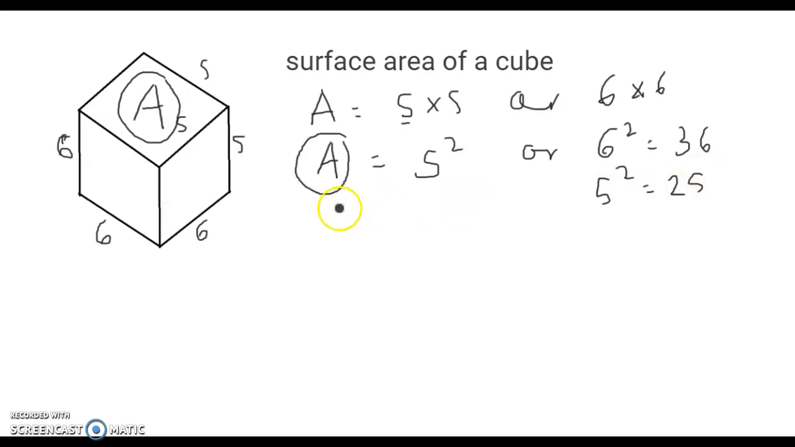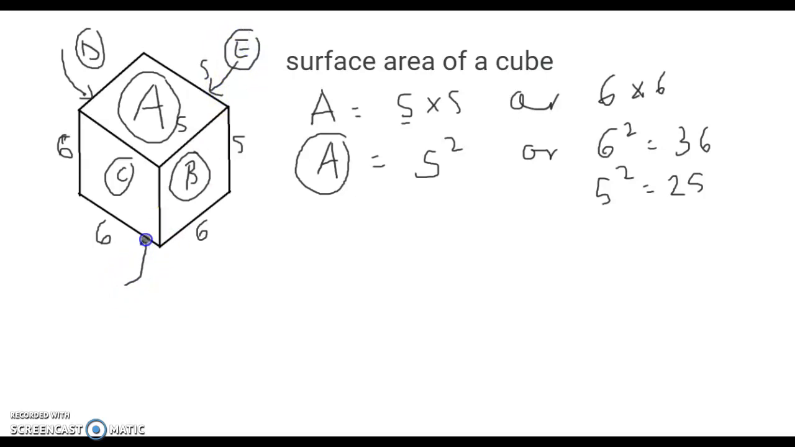Okay, so for the surface area of a cube, how many sides are there? This is A, then this is B, then this is C. Then this side is D, then on this side it is E, and below, like A is on top, F is at the bottom. So A, B, C, D, E, F. So there are 6 sides.